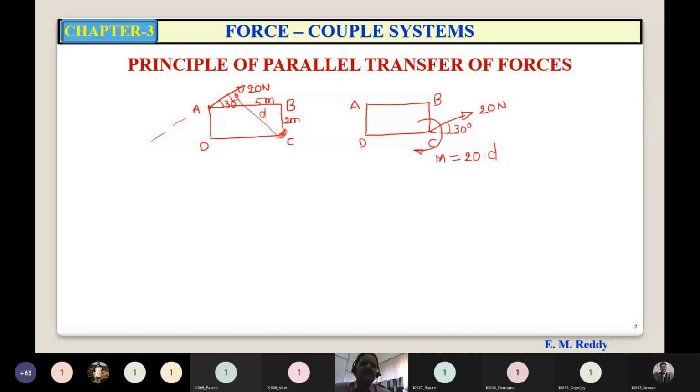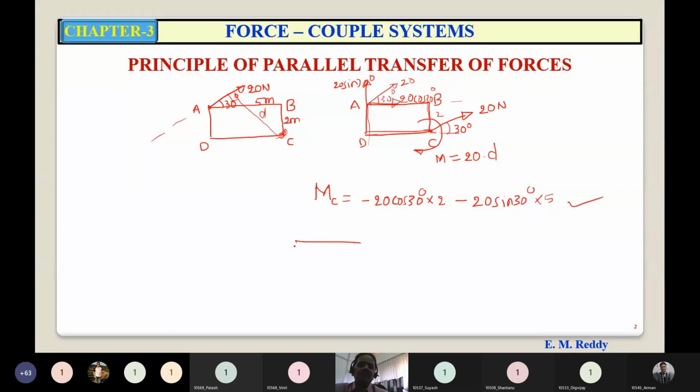Or otherwise, you can resolve this 20 Newton force, which is acting at A, into horizontal component and vertical component. So it is making 30. So 20 cos 30 horizontal or X component. It is 20 sin 30. Now moment about C, moment of horizontal component is clockwise, minus 20 cos 30 into, for a horizontal component, perpendicular distance is 2 meters. And moment of vertical component again clockwise, minus 20 sin 30. For a vertical component, horizontal distance is perpendicular, that will be 5 meters. So this way you can find out the moment of force about C.